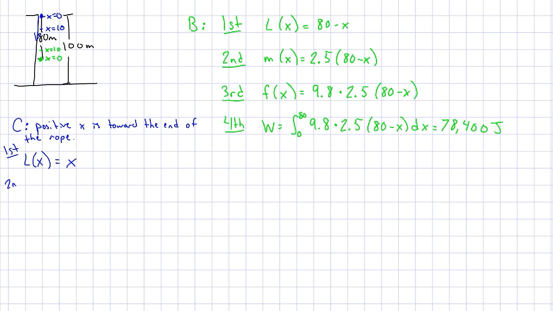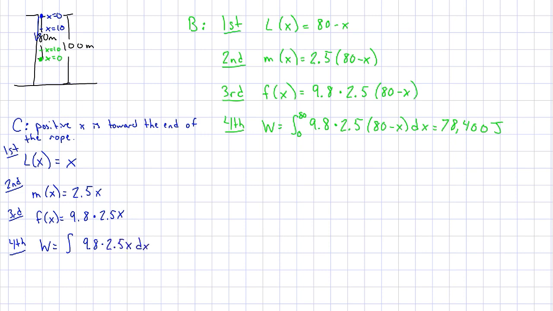Then again, the second and third steps are the same, except we carry that length function through. So the mass function is going to be 2.5x. The force function is going to be 9.8 times 2.5x. And then the fourth step is going to be that integration. So I need to integrate. I'm going to look at my limits of integration in just a second. I have my force function here, 9.8 times 2.5x.